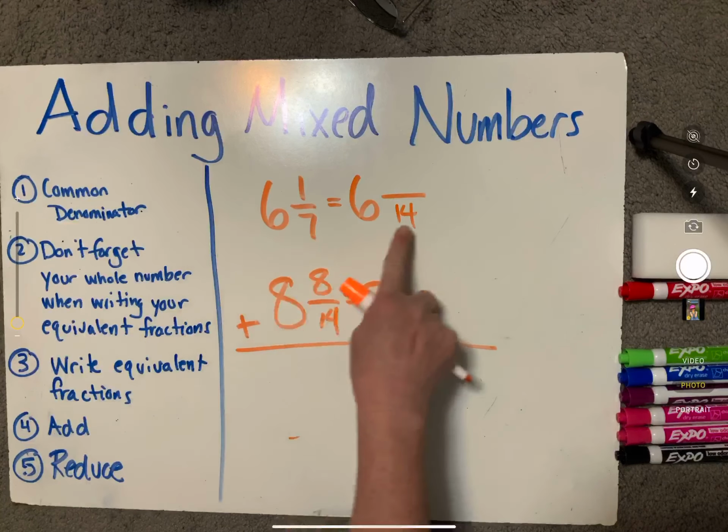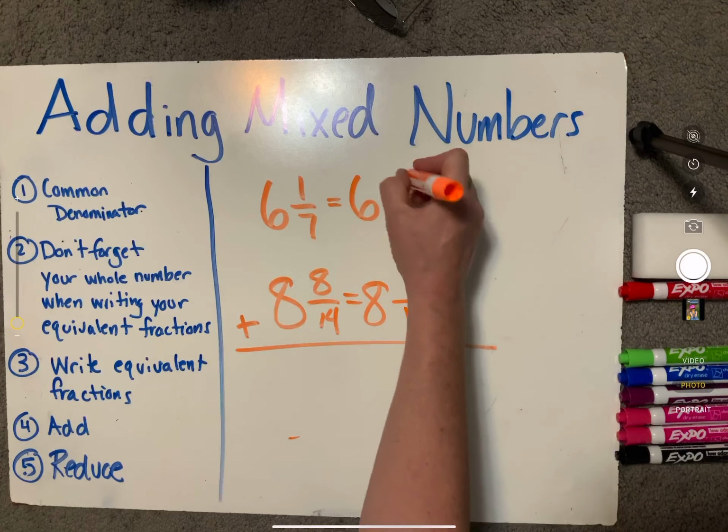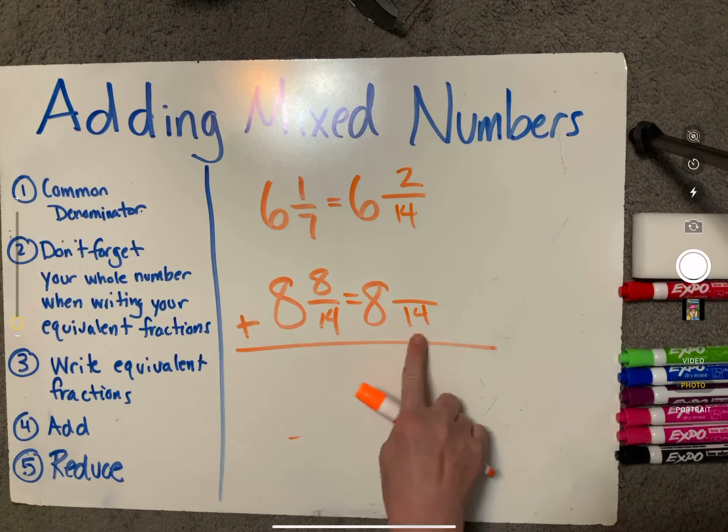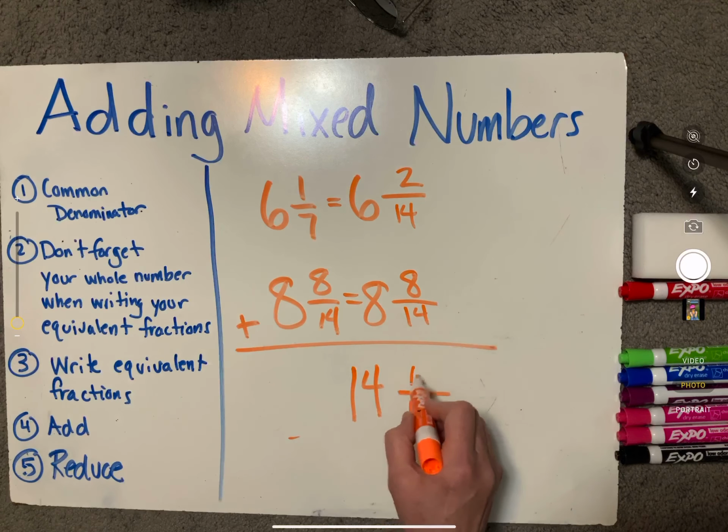So 7 times 2 is 14. 1 times 2 is 2. 14 times 1 is 14. 8 times 1 is 8. Now we're going to add these up. 8 plus 6 is 14. My denominator is 14. 2 plus 8 is 10.